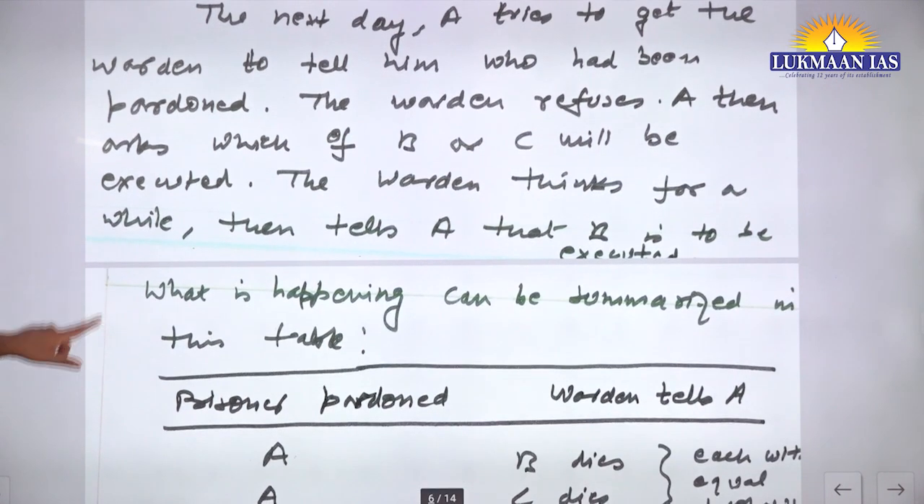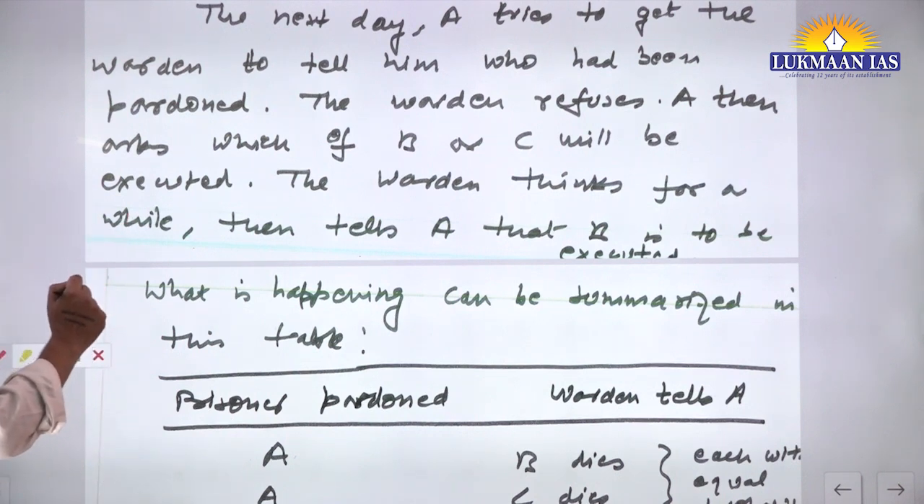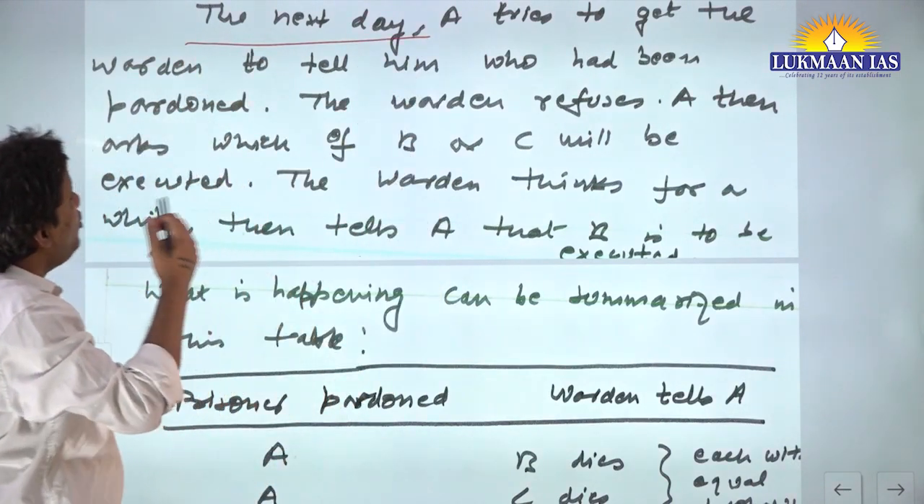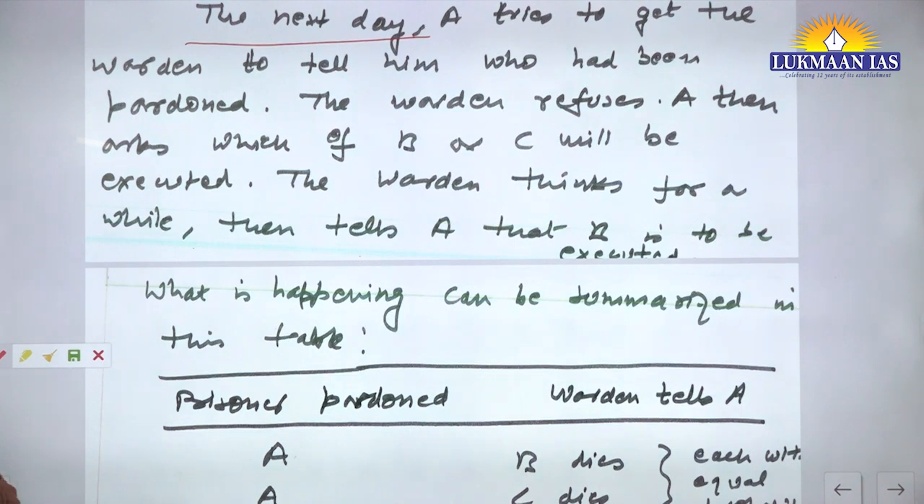Here we are taking a probability question. Here there are no sentiments involved. The next day, A tries to get the warden. Now see, he is one of the prisoners, right? A tries to get the warden to tell him who had been pardoned.